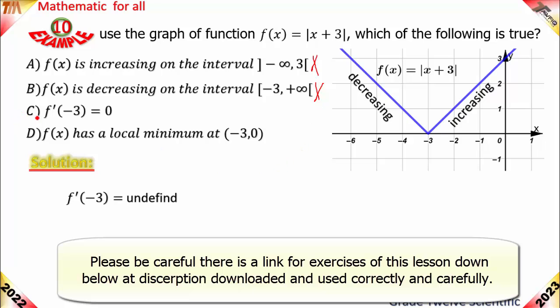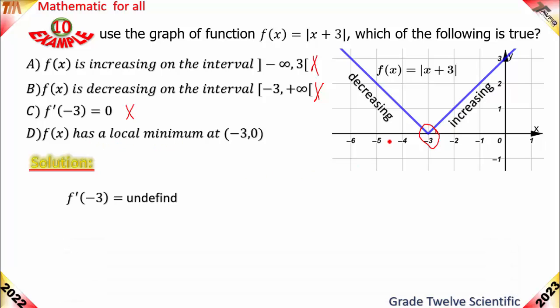f prime of minus 3 is equal to 0. It's not true, because you have a sharp corner. That means f prime of minus 3 is undefined. That means this one is false too. Remaining: f of x has a local minimum. It is true, because it is changing from decreasing to increasing. That means this point is a minimum value. That means D is the correct answer.